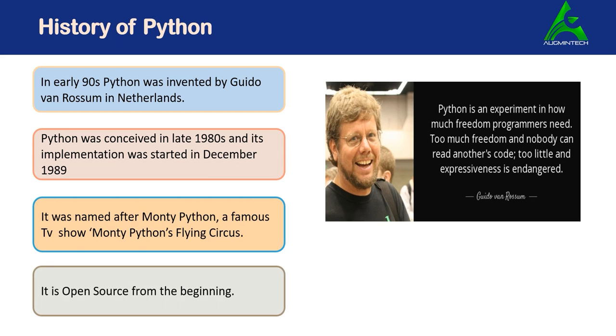And it is open source since its existence. Open source means it is freely available. You just have to go to the official website, download and install the latest version from there. And you can even go and contribute to the Python community. You don't have to pay, you don't have to buy any license. That is known as open source.